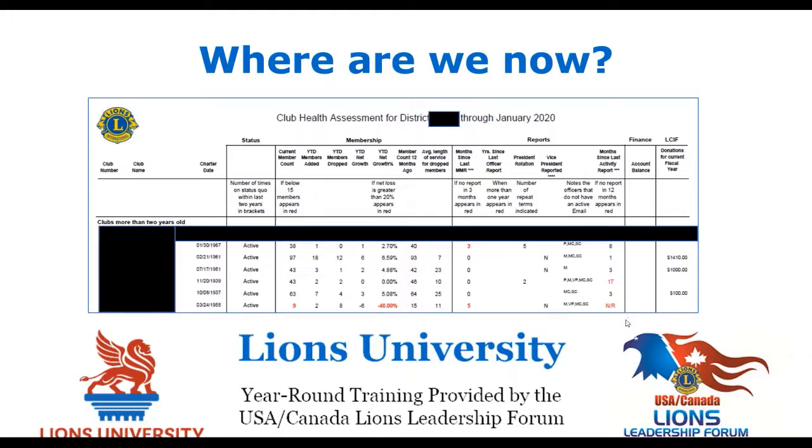Finally, 1 of the 6 clubs had not reported any activity, while a second club was behind over a year in reporting service activities. Under finance, none of the 6 clubs were delinquent in their account balance. And under the LCIF donations for the current fiscal year, 3 of the 6 clubs showed donations to the Lions Clubs International Foundation. So he identified this as the current state of his zone.